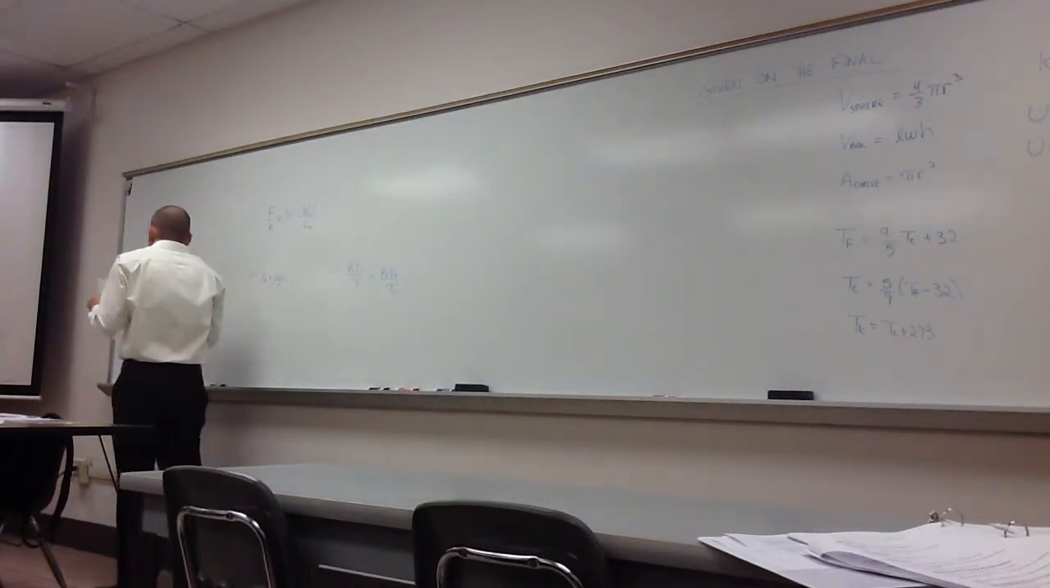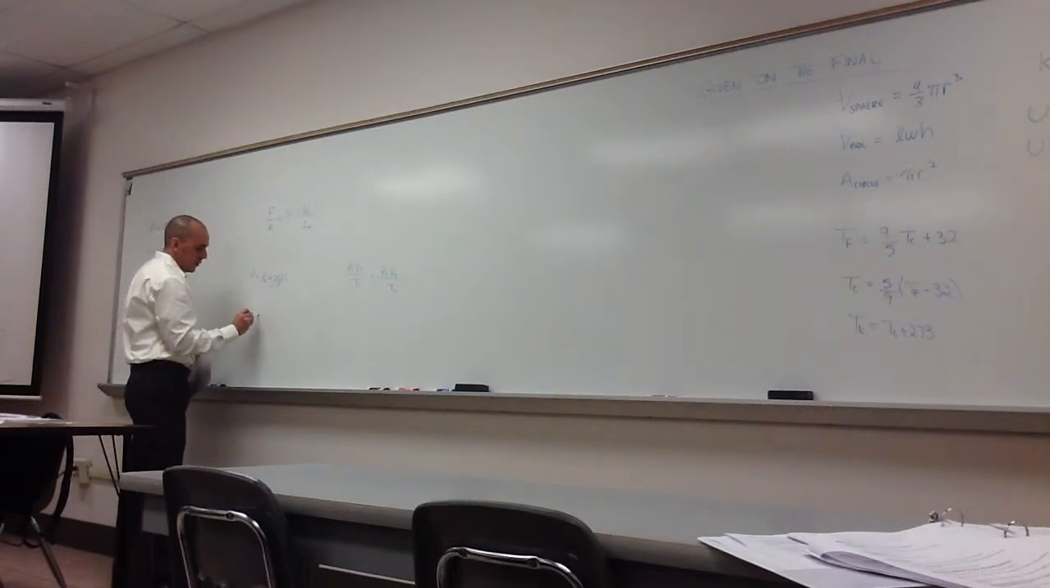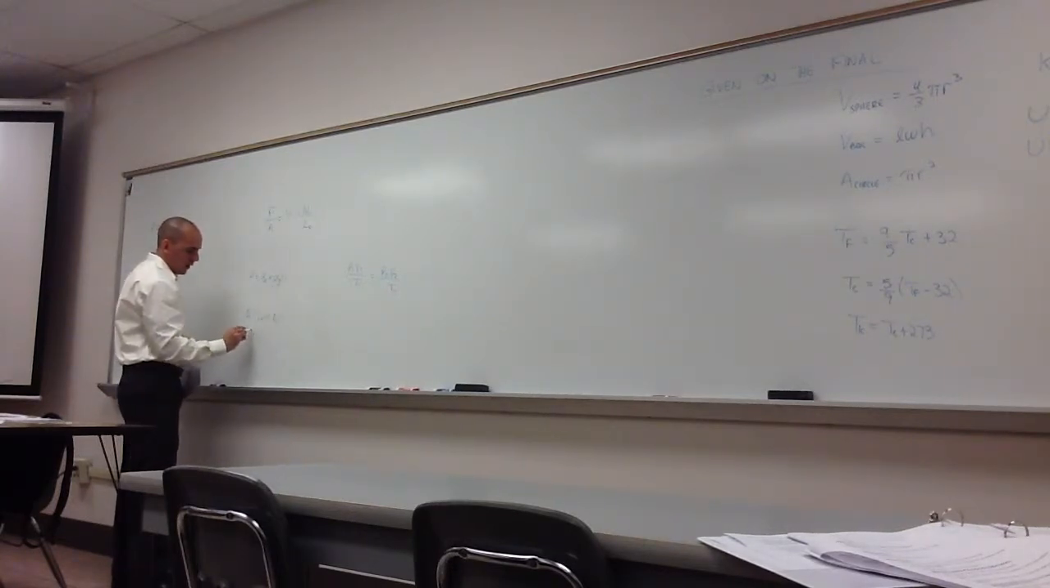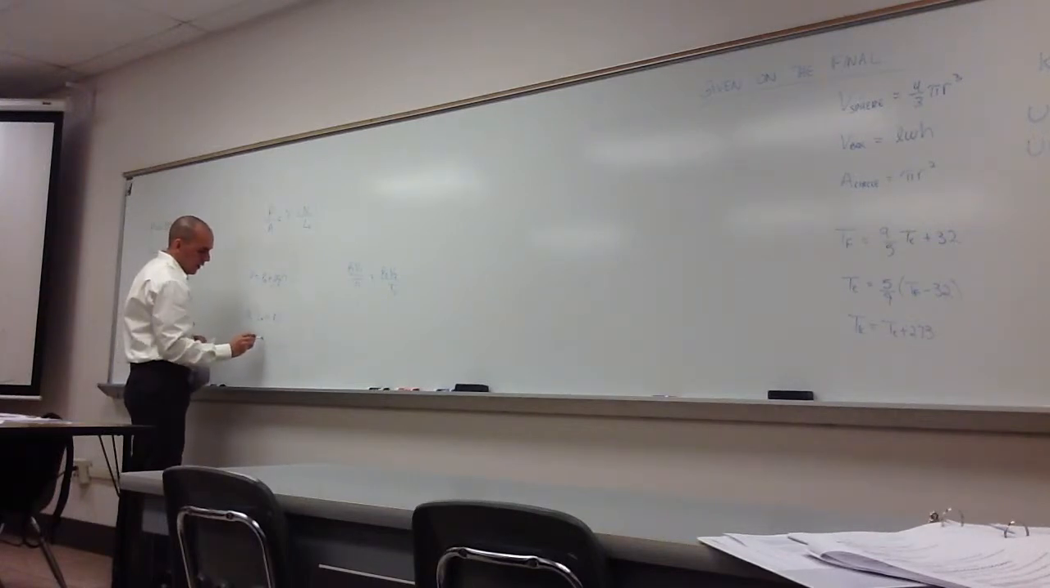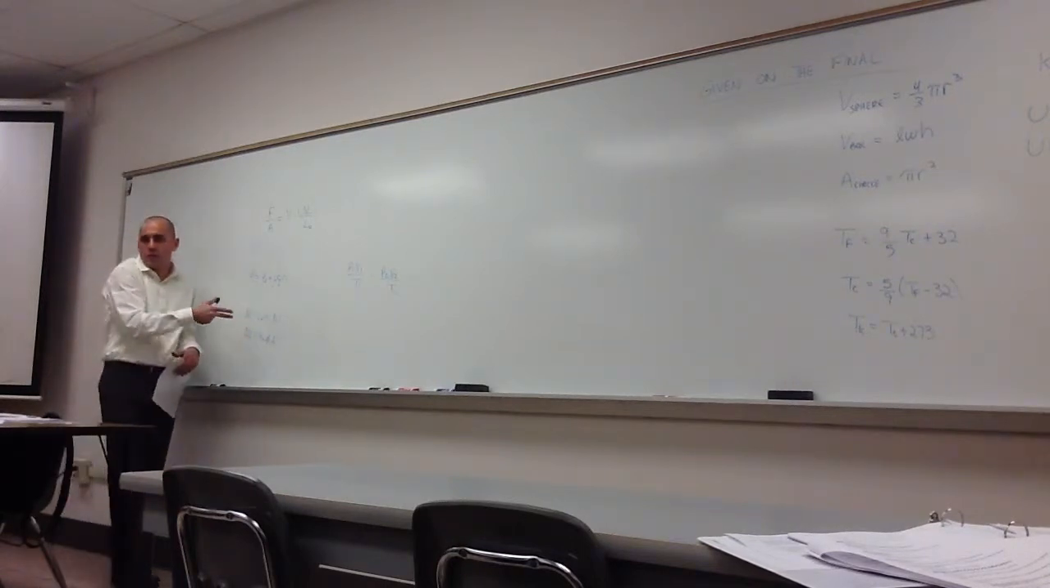Thermal expansion with the delta L's or the delta V's. You know, the delta L is equal to L naught alpha delta T, or the same thing with the delta V is equal to V naught beta delta T. You probably won't have both. I mean, it'll just be one or the other. They both basically work the same way.